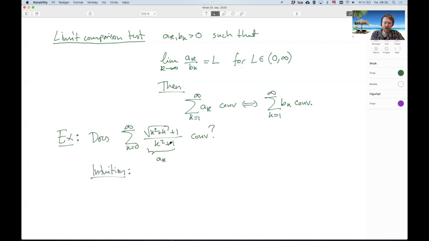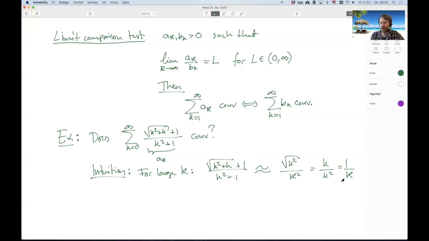So we need to know how these terms look for large k. For large k, the square root of k squared plus k plus 1, divided by k squared plus 1, is more or less the same as follows: the 1 doesn't matter, the other 1 doesn't matter, and inside the square root the k doesn't matter. So this would be the square root of k squared divided by k squared, which is k divided by k squared, which is 1 over k. So intuitively, I'm thinking that these terms ought to behave like the terms in the harmonic series. So everything should diverge here.